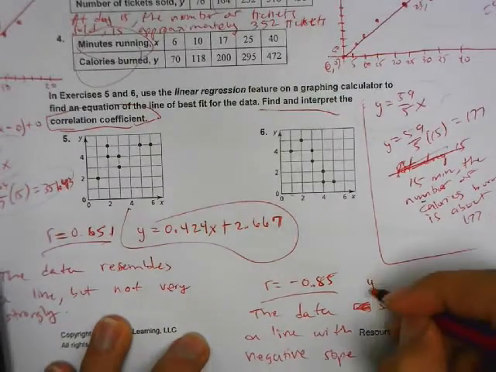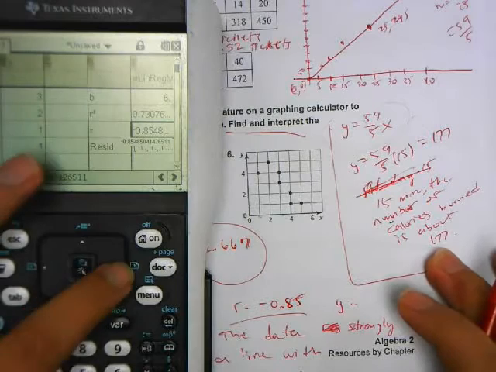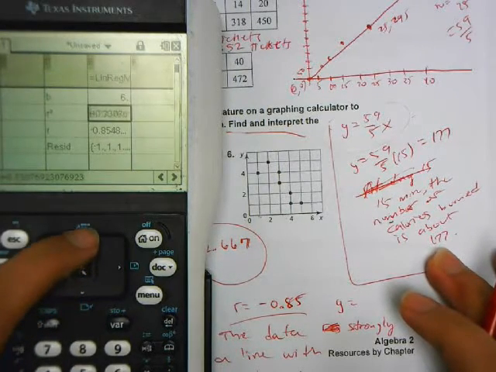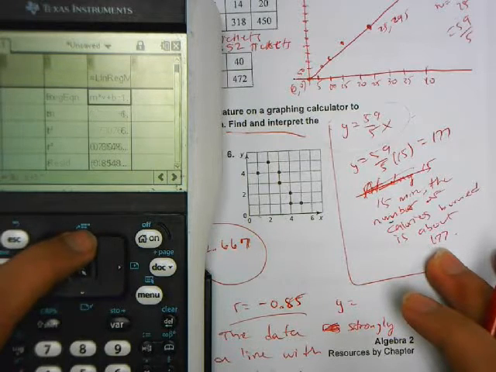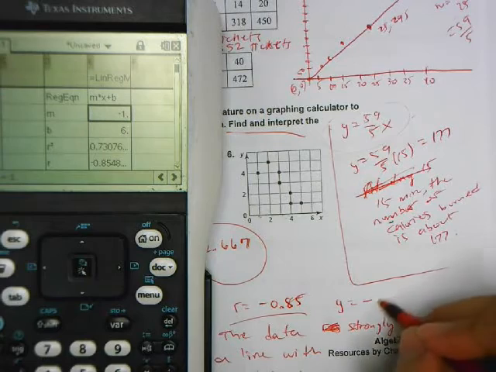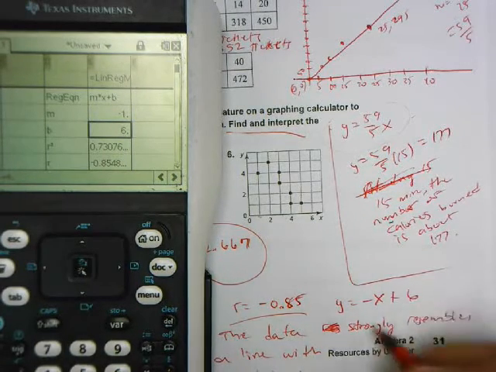And when we want to write down our equation, it's just a matter of copying it down from our calculator. Escape. Right. M was negative 1, so it's negative x plus our b, which is 6.